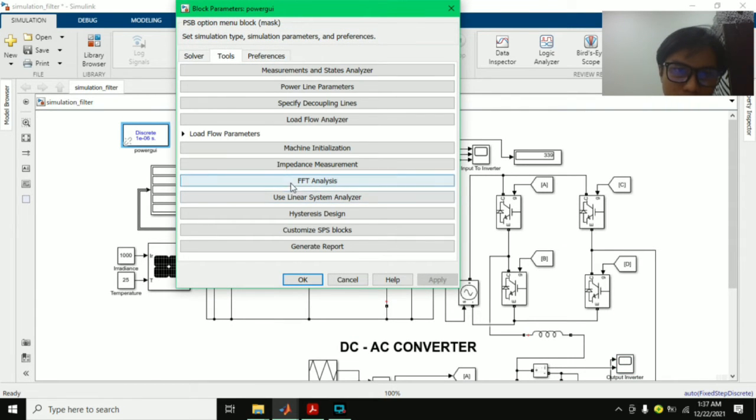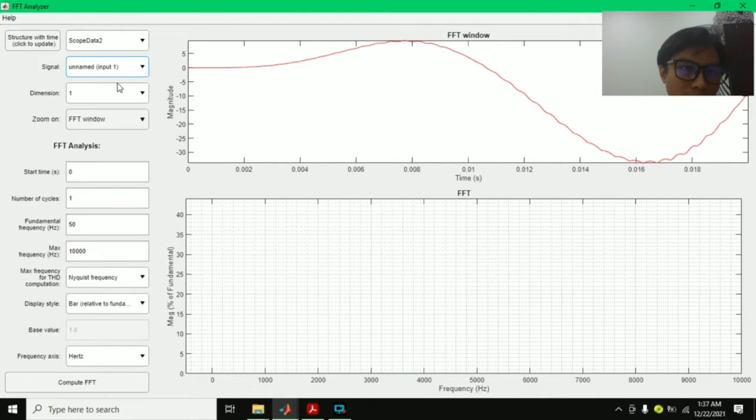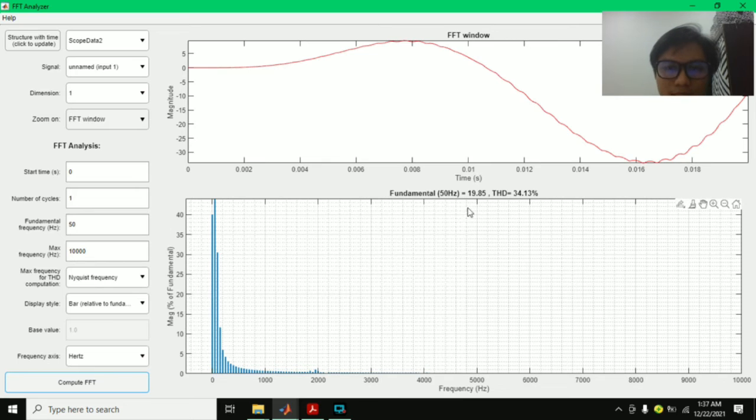We click this, and also click the FFT analysis. It should be like this. So first, input 1 is the voltage output, 50 Hz we use, and the max frequency is 10,000 Hz. We compute it, and we get 34.13% for the total harmonic distortion, and the fundamental is 19.85. And for the current, we compute it, 1.985 for the fundamental, and THD is 34.13%, the same as before.